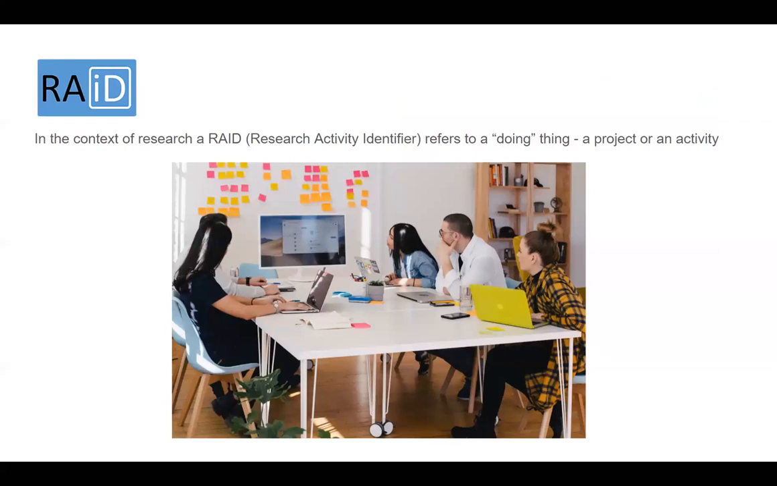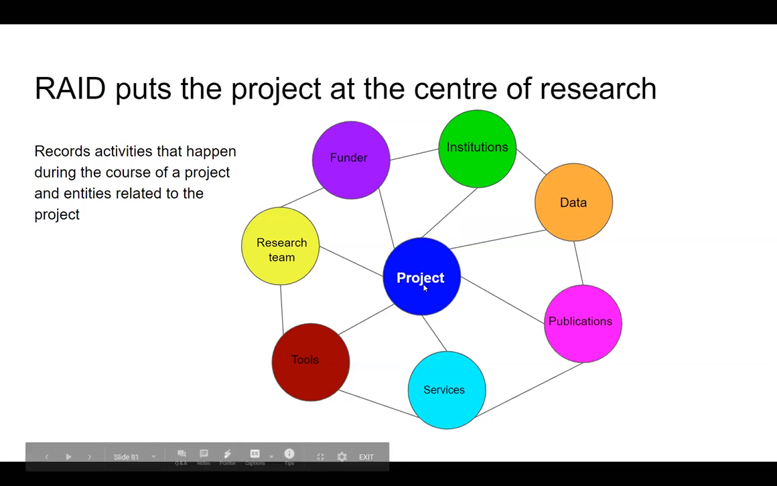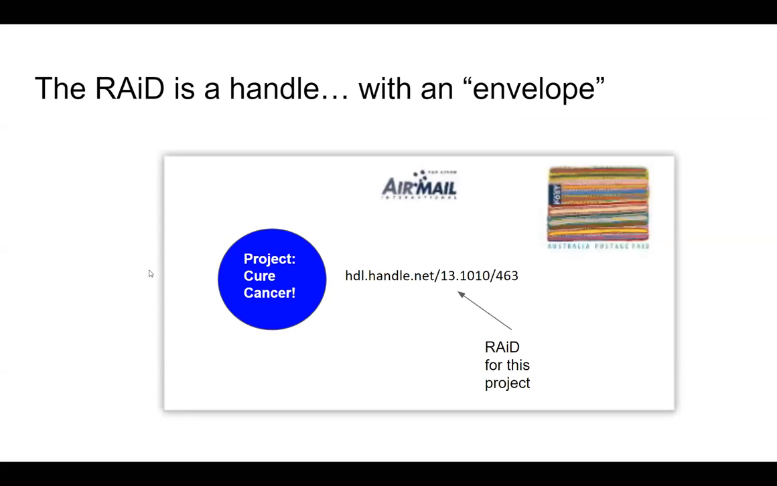Next slide. So in the context of research, research activity identifier refers to a doing thing, so a project or an activity. Next slide. So RAID puts projects at the center of research. A research project has a lot of activities that happen through it and a lot of entities that interact with it. So institutions are associated with a research project. There's a project team, there's data collected, publications done, there's tools and services that the projects interact with, and sometimes, not always, there is funding for that project as well.